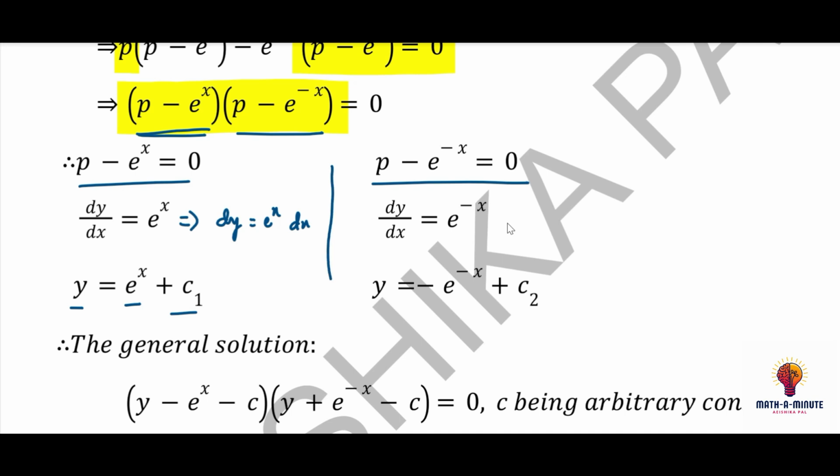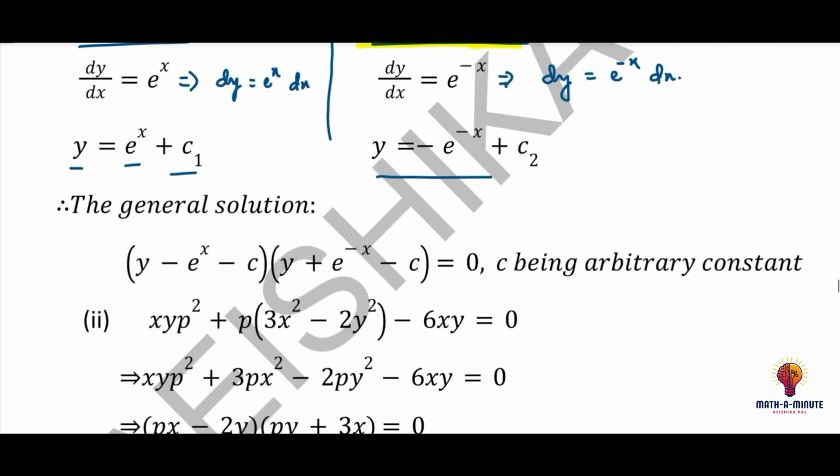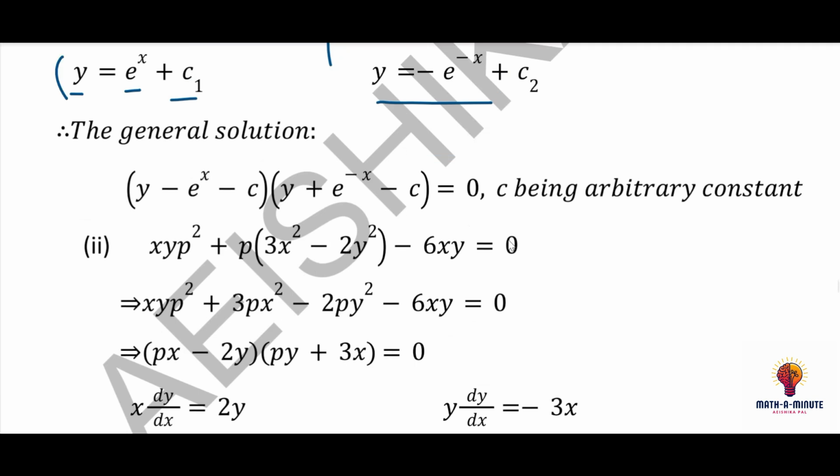In a similar way, the second first order first degree differential equation is p minus e to the power minus x equals 0. We can write this in the form of dy/dx equals e to the power minus x. So it is basically dy equals e to the power minus x dx, and if we integrate both sides, it will be y equals minus e to the power minus x plus c2. Therefore the general solution will be the product of these two.